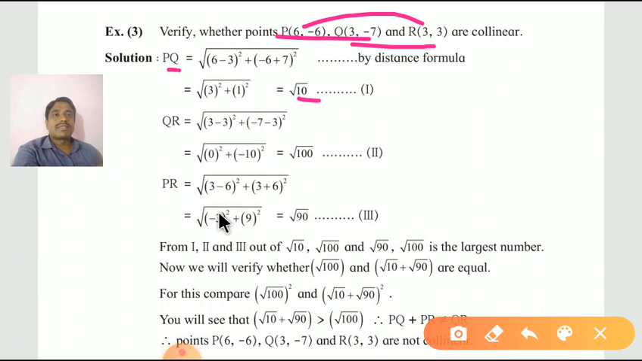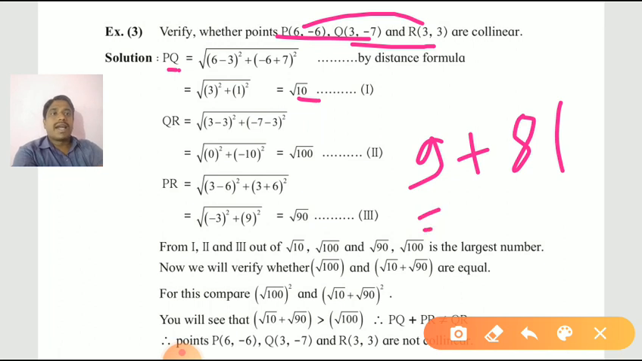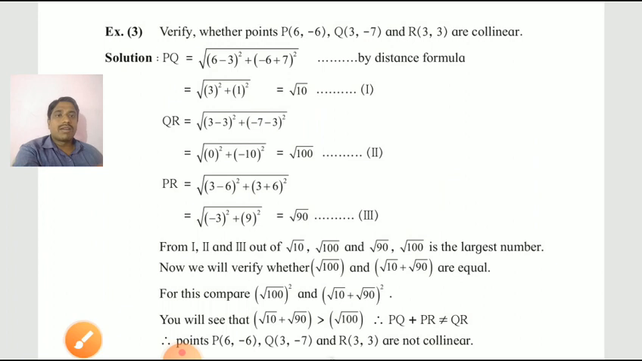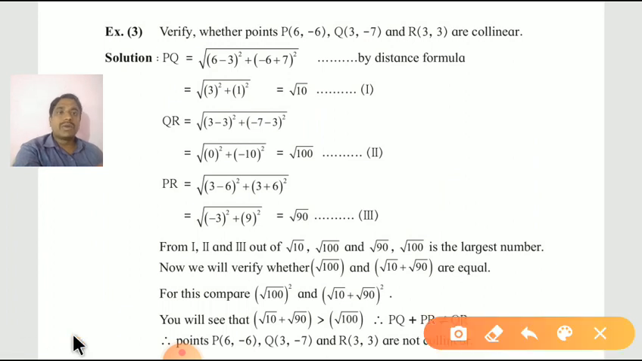3 minus 6 means minus 3 bracket square, and 3 plus 6 means 9 square. Minus 3 square is 9, and plus 9 square is 81. Then the addition of the two numbers is 90 and we get the value in root. Therefore PR is root 90, but root 90 cannot be simplified. We can take only root 90.